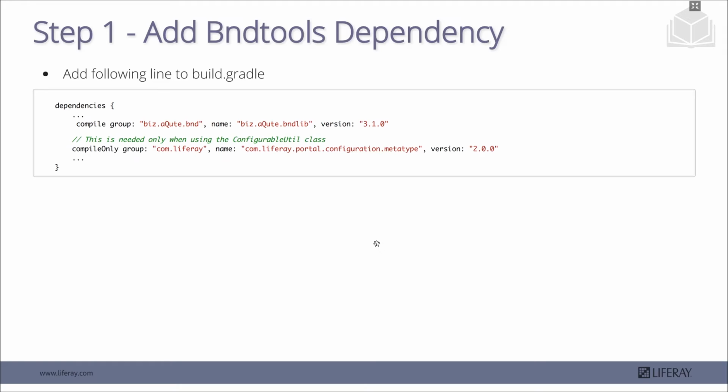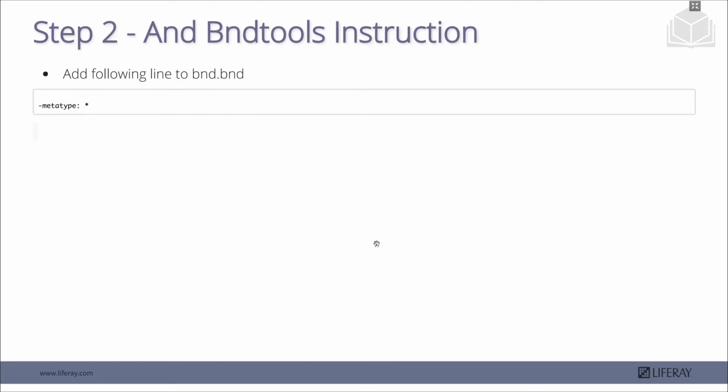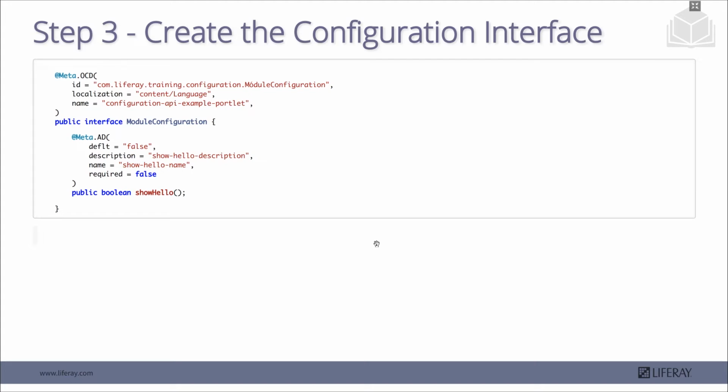So we start off over in our build.gradle, and we're going to add whatever dependencies that we need, right? Assuming we know what they are ahead of time. So we'll start there. After that, we'll move on to the BND tools, or the bnd.bnd file, where we'll add the following header. Once we do that, we're going to be creating a new interface.